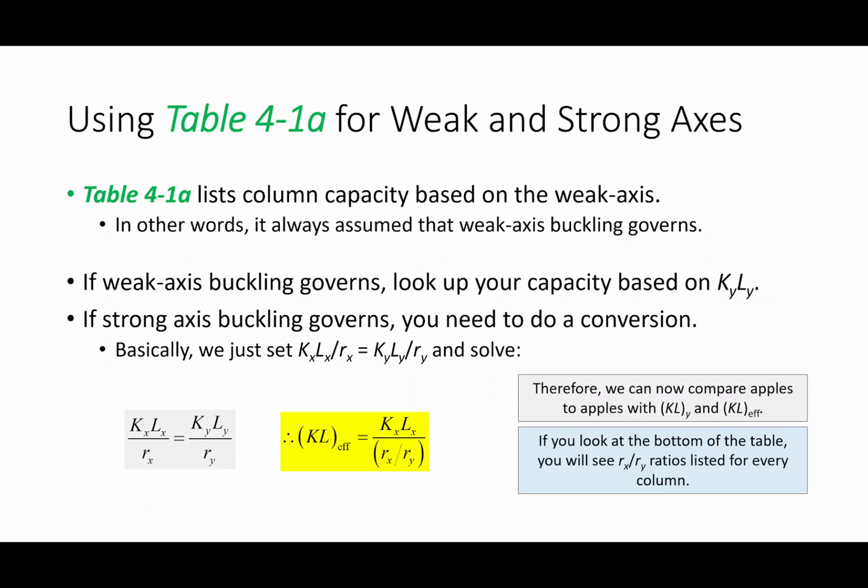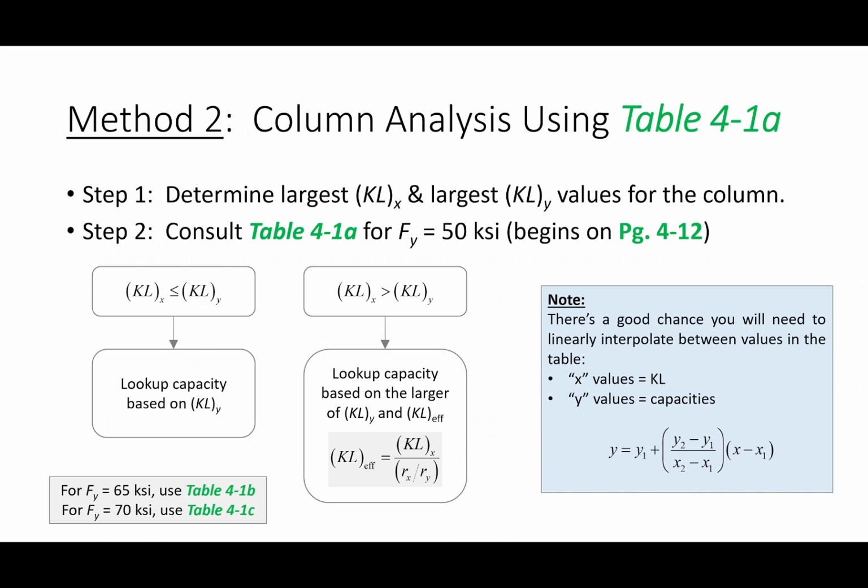What do you see at the very bottom of the table? You see an rx over ry ratio listed. Every shape has an rx over ry ratio already computed. So this is how column analysis works in Table 4-1.